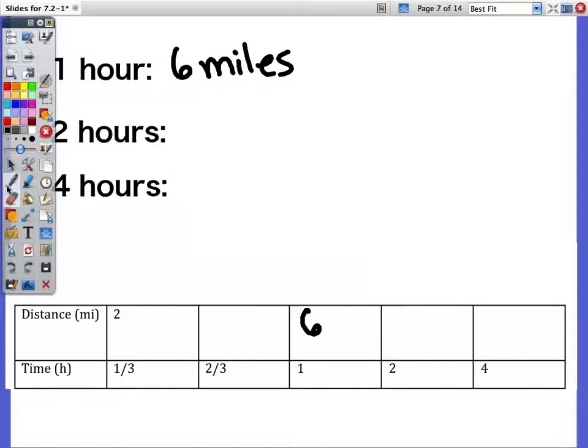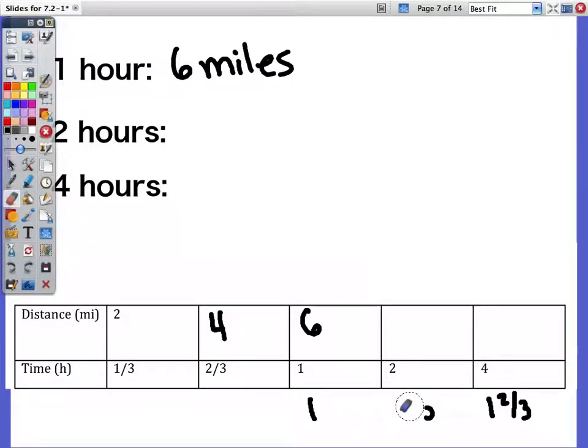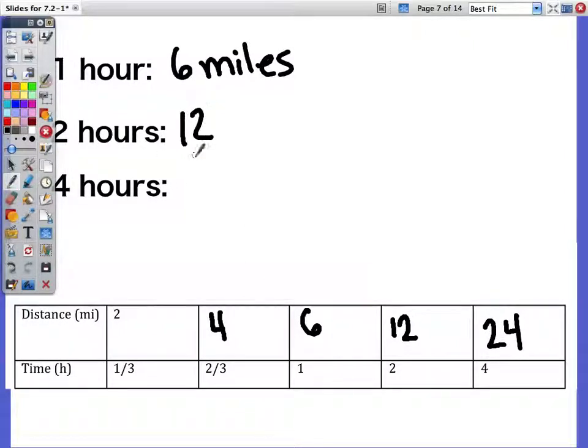But notice the table here, I kind of jumped from 1 to 2. And instead of putting a 1 here and then making this 1 and a third and making this next one 1 and 2/3, I took a shortcut. And this is why I took a shortcut with my table. Because I know that if she went 6 miles in 1 hour, then if you double the time from 1 to 2, then you also have to double the distance. So if she can go 6 miles every 1 hour, then in 2 hours she's going to have gone 12 miles. And then similarly again, if she can go 12 miles in 2 hours, then in 4 hours she'll have gone 24 miles. So we can kind of take some shortcuts here to answer our question.